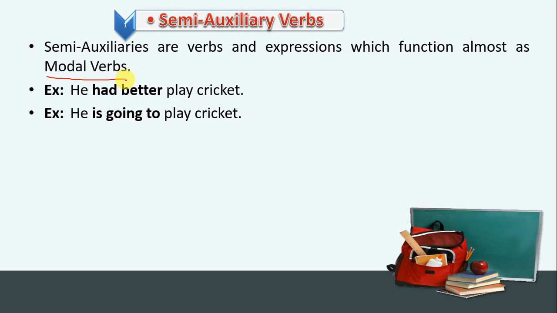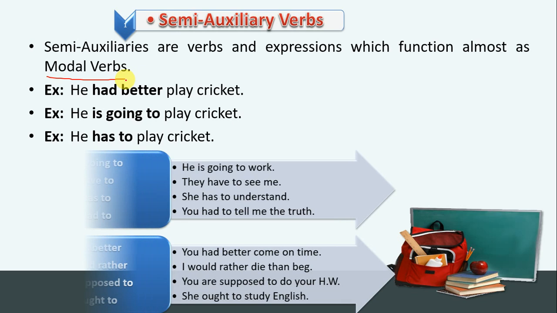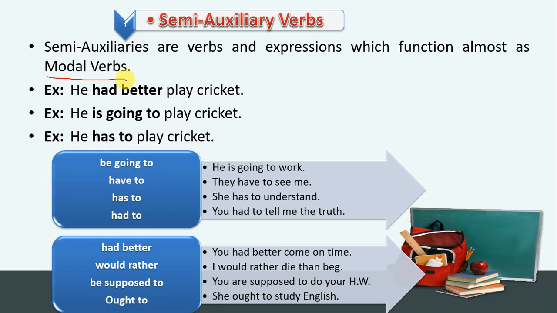So you can see the words which are in bold are considered semi-auxiliary verbs, right? So he has to play cricket. So has to is a semi-auxiliary verb, right? And then here you go. Some other semi-auxiliary verb, be going to, is used in future tense, right? It shows probability, plans, a promise, and prediction.